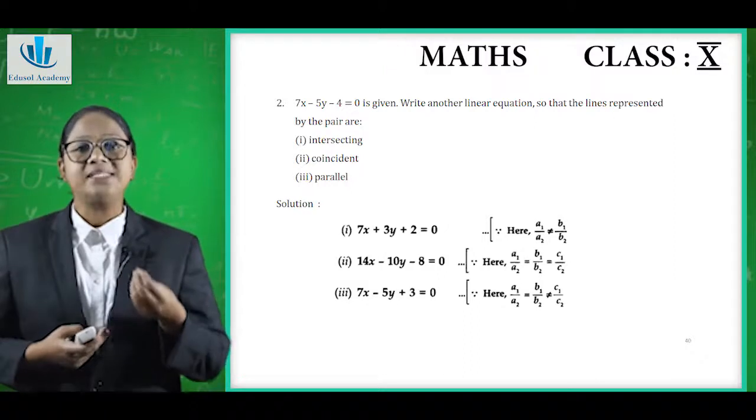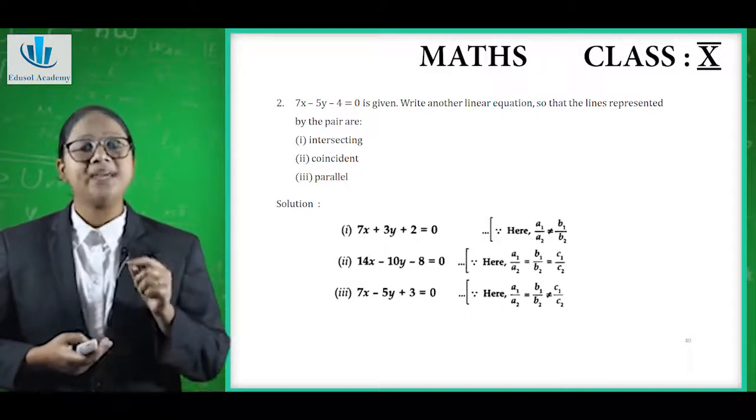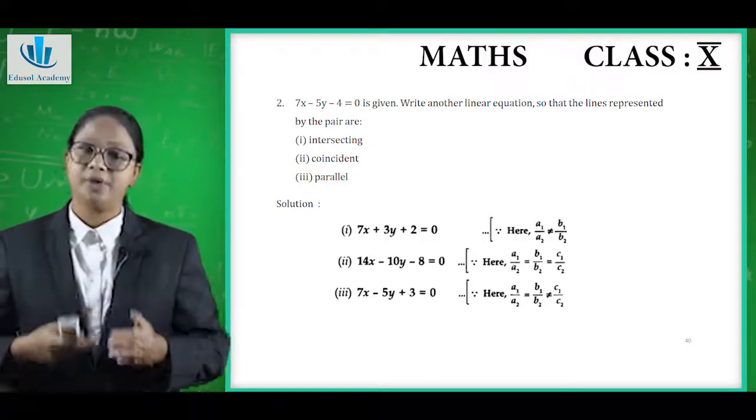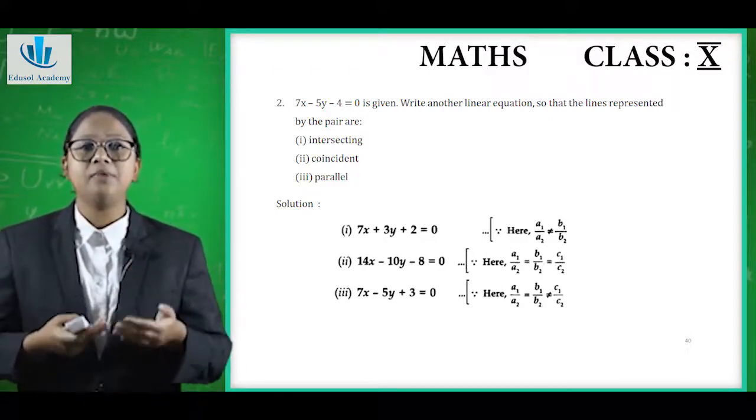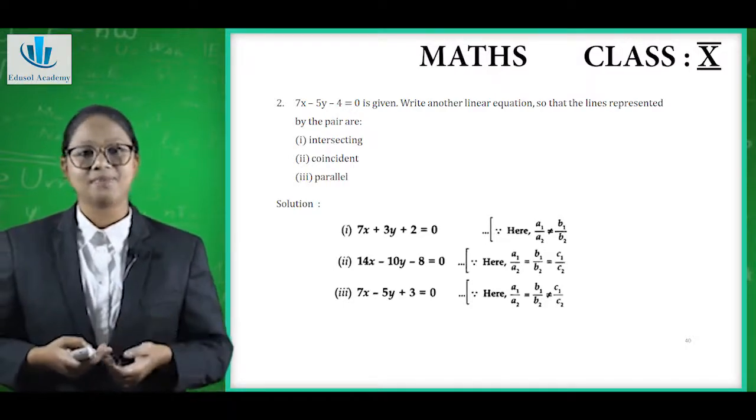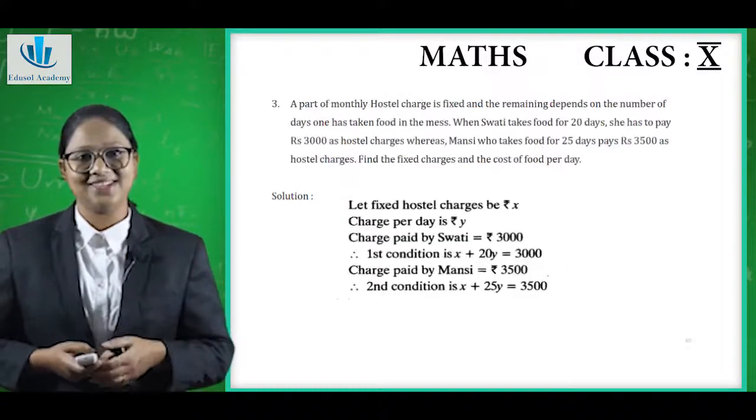We can check it. 7 by 7, 1. Minus 5 by minus 5, 1 again. So A1 by A2 is equal to B1 by B2. And the other one will be minus 4 by 3, that is not equal to C1 by C2. It's easy. This question is very easy to do.